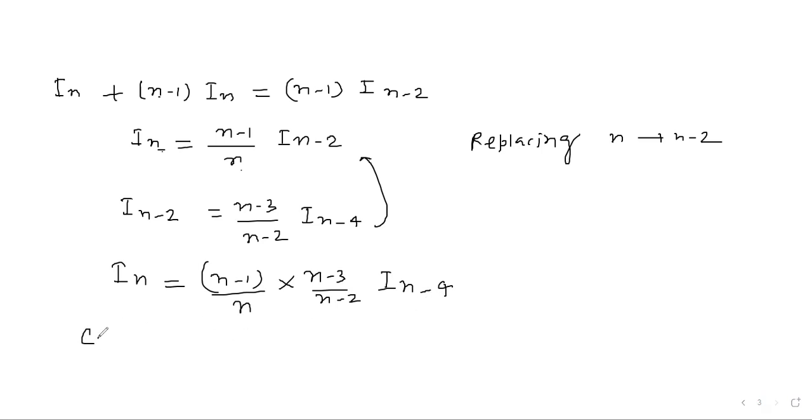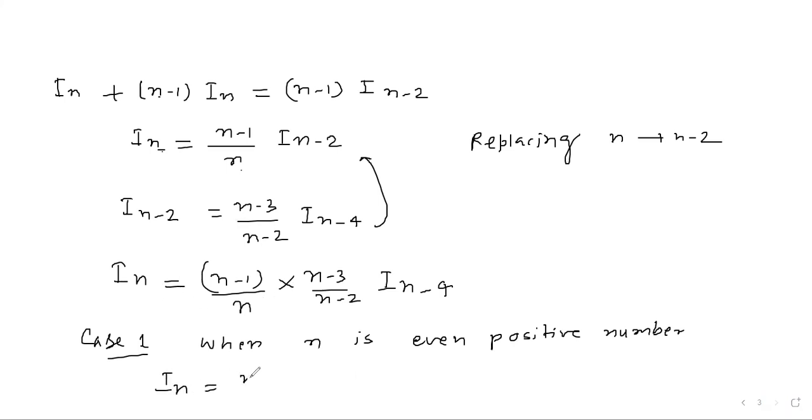So case 1, we consider when n is an even positive number. In that case, I_n can be written as I_n equal to (n minus 1) upon n into (n minus 3) upon (n minus 2) into (n minus 5) upon (n minus 4) and so on. And this will become 1 by 2, the last term, times I_0.